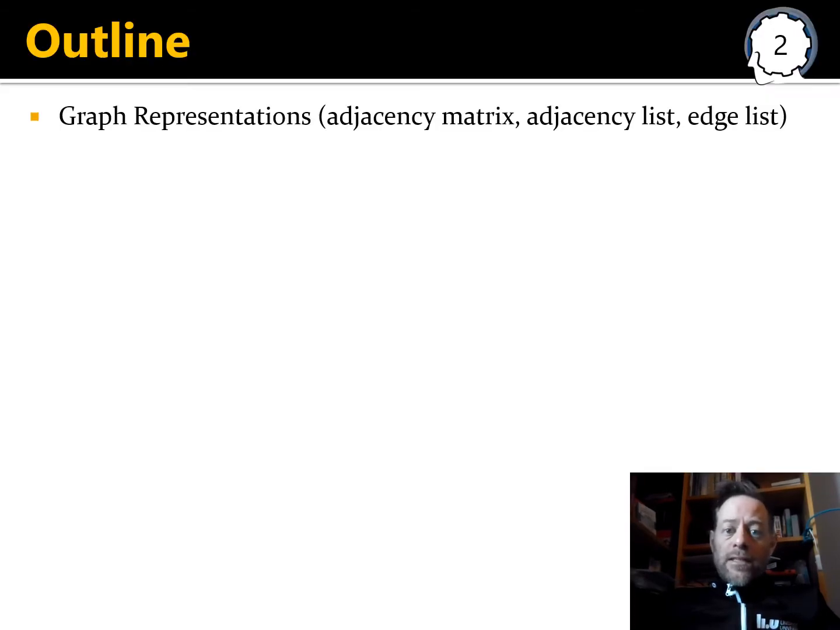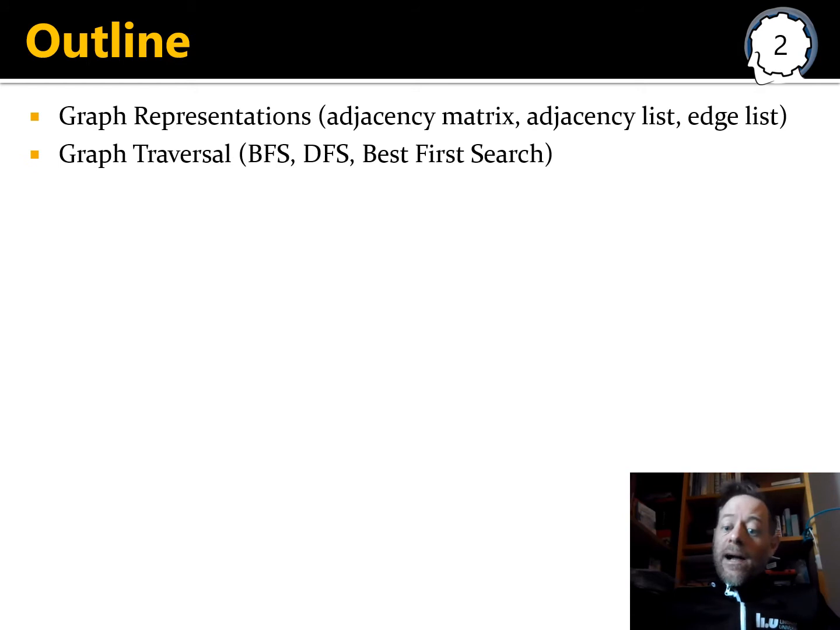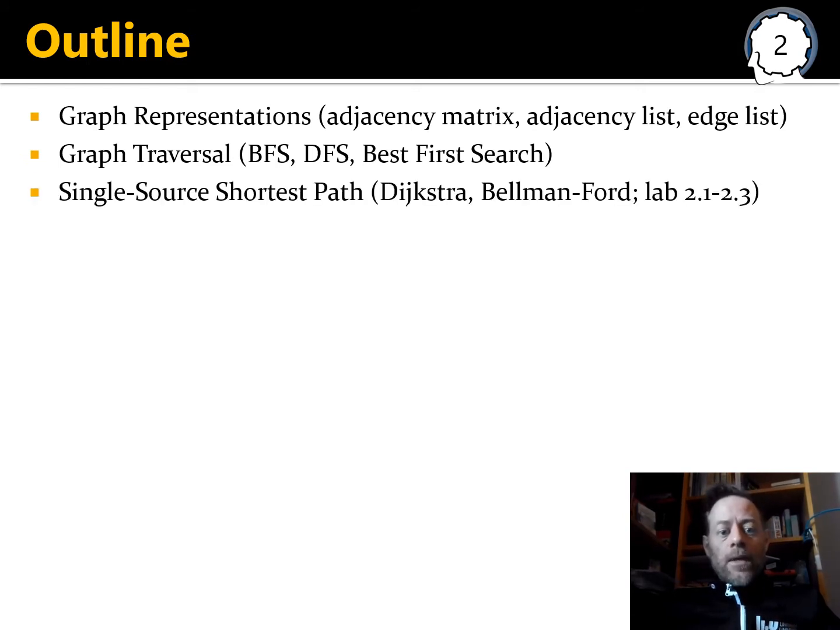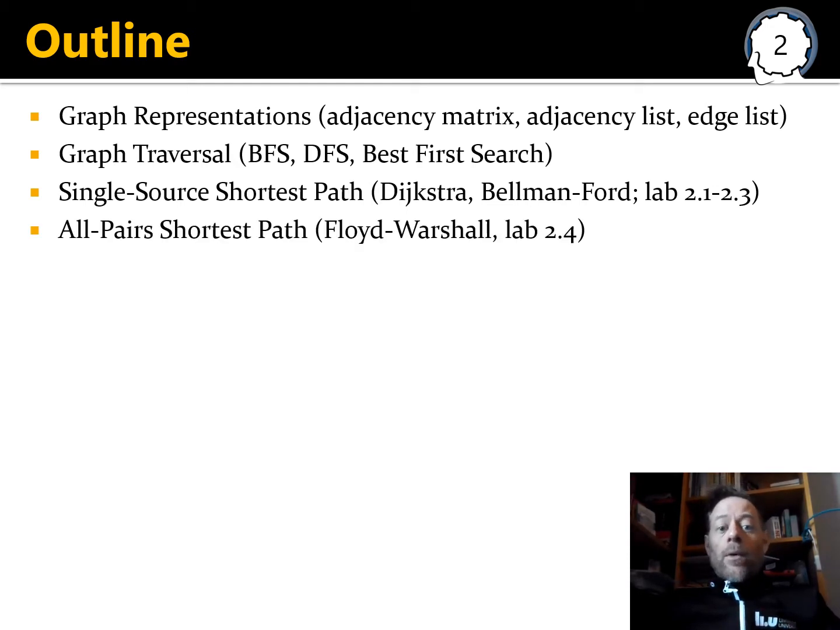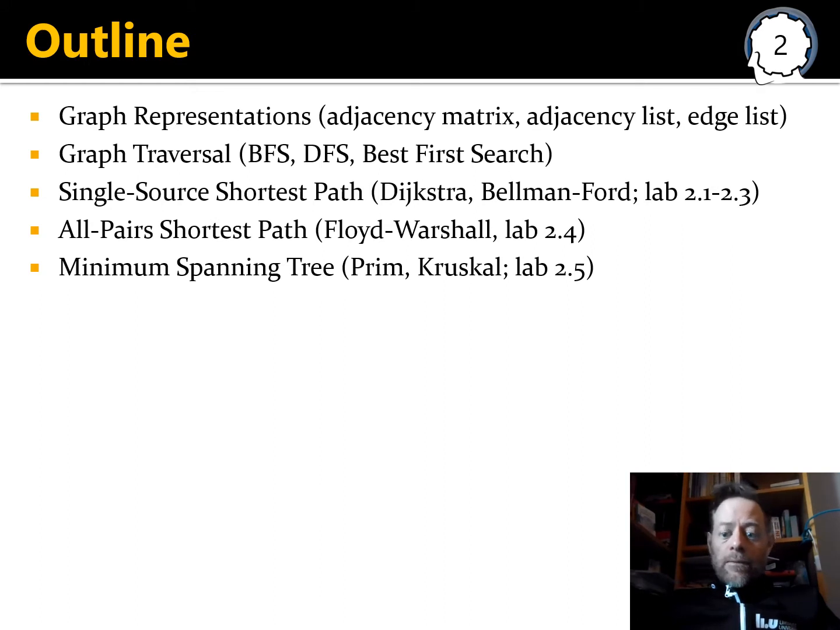So the outline of today's lecture is that I will be talking about graph representations, so how to represent these mathematical objects in a computer, how to traverse them, so basically navigating through these graphs. Then we will introduce a number of algorithms for finding the shortest path between pairs of nodes. We will also look at the problem of finding all the shortest paths between every pair of nodes in a graph. And finally, we will talk about how to find the minimum spanning tree of a graph.